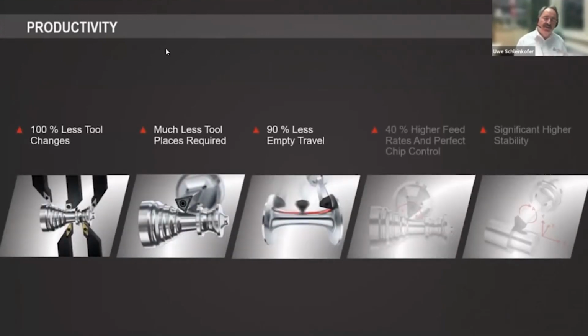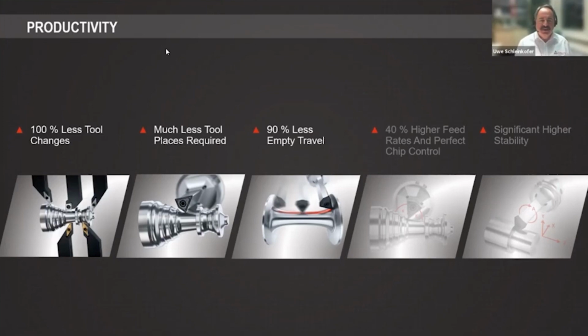And now I'd like to go a little bit deeper inside this idea, inside this process. So number one, with that, you can save a lot of tools, because you have so much flexibility that you can cover basically every tool with that FreeTurn tool. So you reduce the amount of tools you need during your turning process significantly.